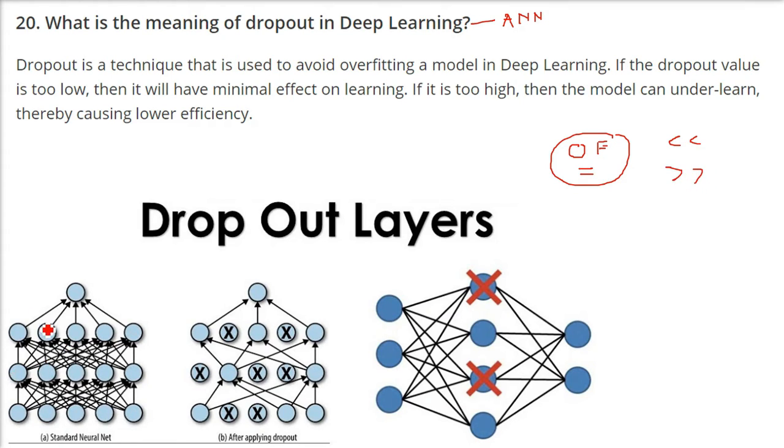So this is the standard neural net. But if you see, these are crossed, that is, we have dropped some neurons. So this is after applying the dropout. That is called dropout.